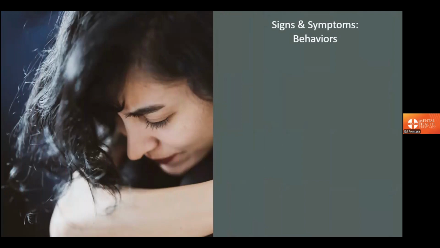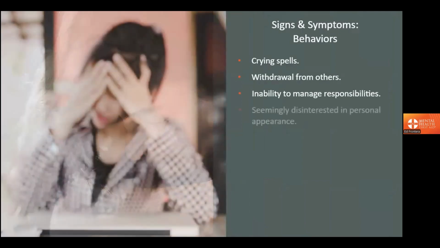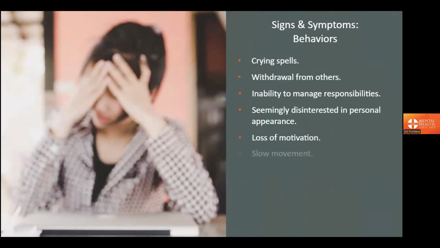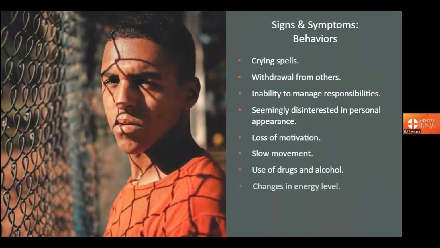Crying spells, withdrawal from others, inability to manage responsibilities, seemingly disinterested in personal appearance, loss of motivation, slow movement, use of drugs and alcohol, changes in energy level, obsessive or compulsive behavior, self-injury. Many of these signs and symptoms could be shared by a variety of disorders. Remember, it is not in the scope of a first aider to diagnose a young person with a mental health or substance use disorder, but rather to notice and connect with the youth.